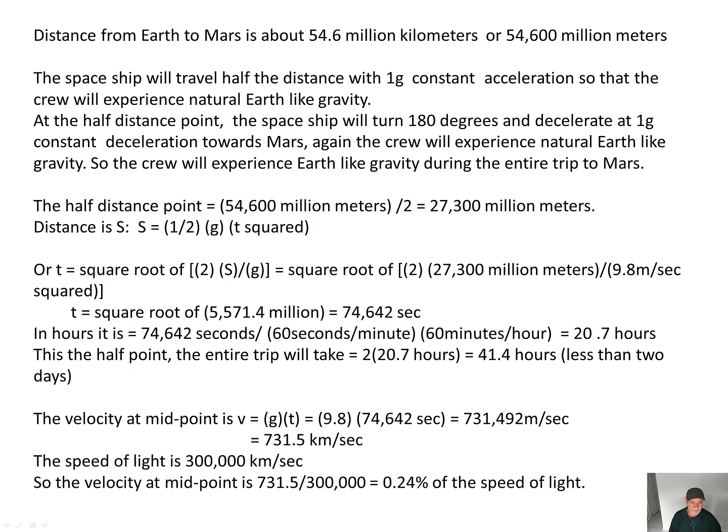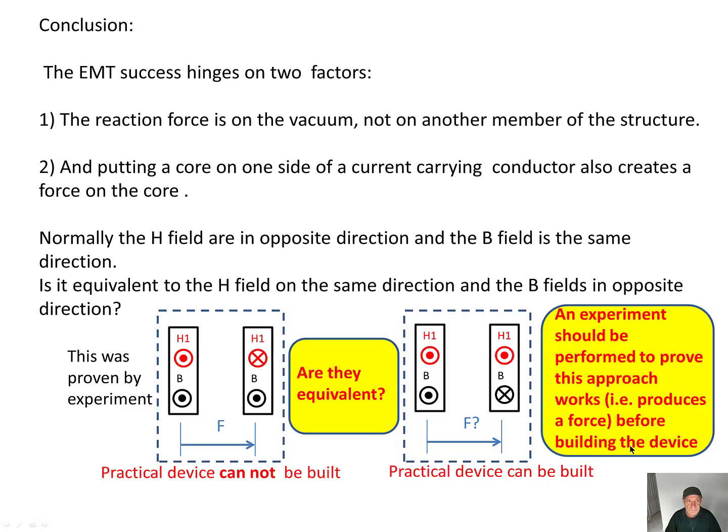The speed of light is 300,000 kilometers per second, so the velocity at midpoint is 731.5 divided by 300,000, which is 0.24% of the speed of light, so there are no relativistic effects.